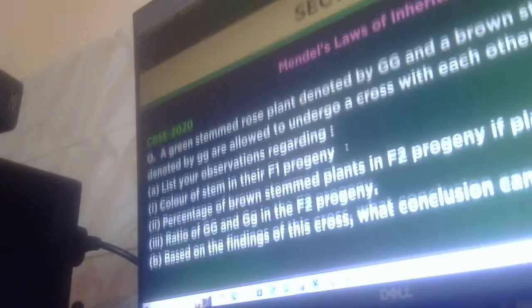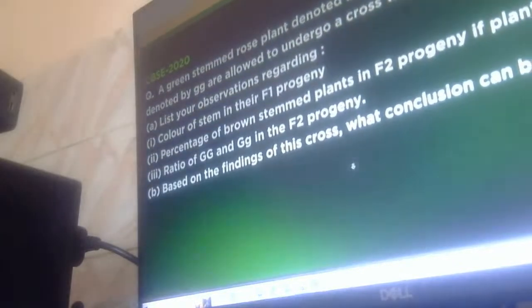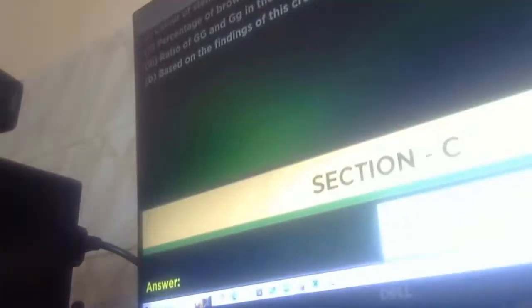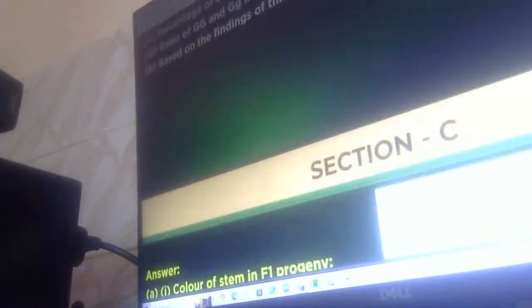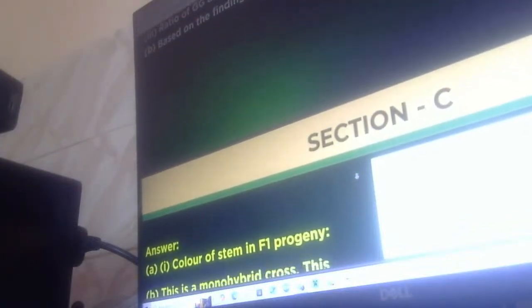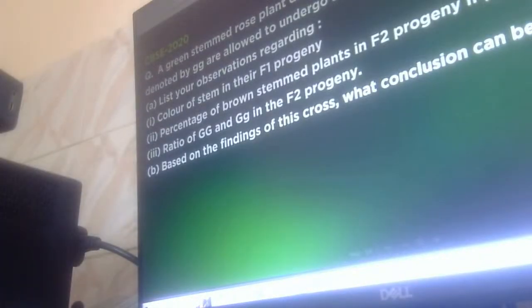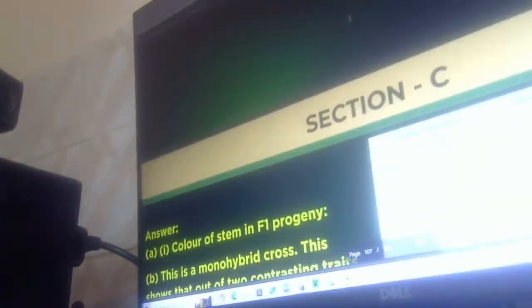Color of the stem in F1 is going to be brown. Let's take a sneak peek. Wait, green. Capital G is green or brown? Oh, green is capital G. So it's going to be green. And then percentage of brown stemmed in F2 is going to be 25 percent. Ratio of GG in F2, 1 is to 2.